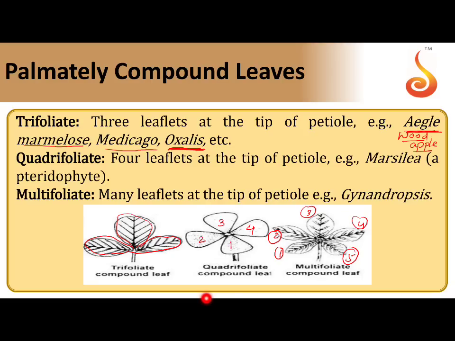Quadrifoliate. Here we are going to give you a pteridophyte as an example and not angiosperm. The example is Marsilea. Marsilea is a pteridophyte where you have 4 leaves reaching to the tip. Multifoliate, you have Neonotonia. It has 5 leaflets coming together forming into palm. So 1, 2, 3, 4 and 5.